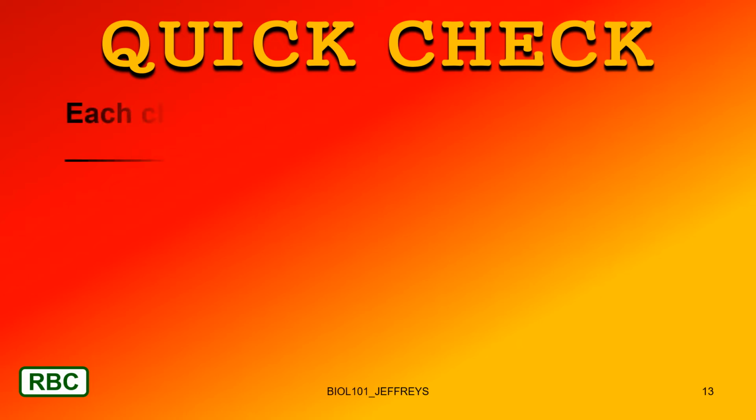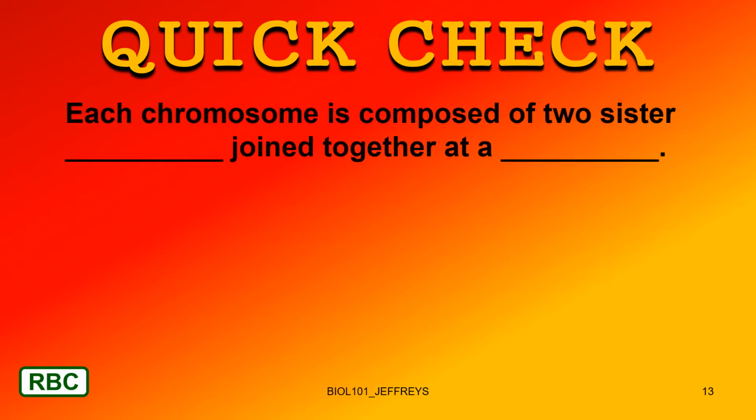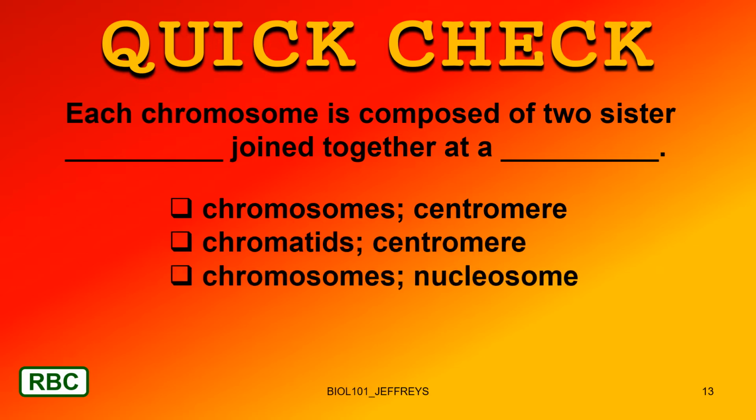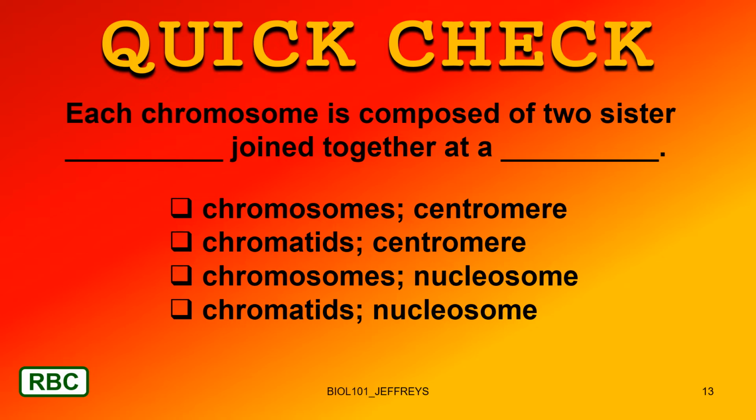Another quick check here. Each chromosome is composed of 2 sister blanks joined together at a blank. Your choices are: 2 sister chromosomes joined together at a centromere, 2 sister chromatids joined together at a centromere, 2 sister chromosomes joined together at a nucleosome, or 2 sister chromatids joined together at a nucleosome. So each chromosome, remember, is composed of chromatids, and they're joined together at a centromere. All right.